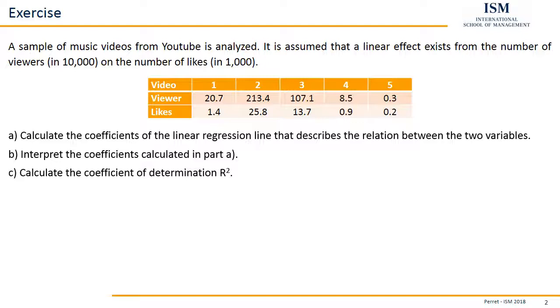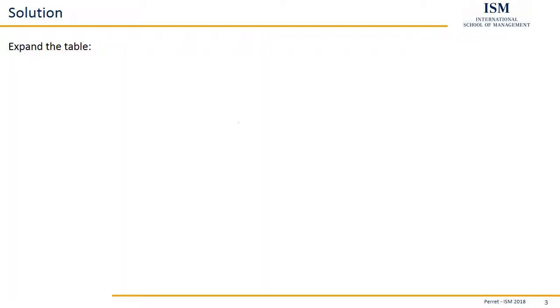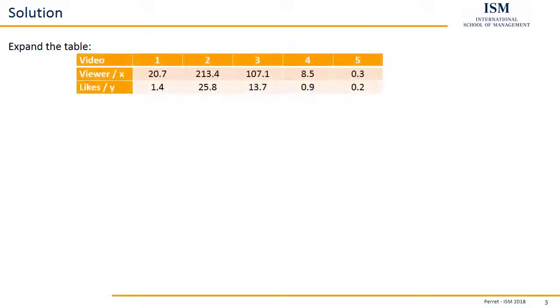Well, let's start with the first part and work our way through it. In the beginning, we take the table from the dataset. As we mentioned, likes depend on views. So likes can be called y as the dependent variable and viewers are x, the independent variable. So we need to extend our table by first adding 3 new rows.